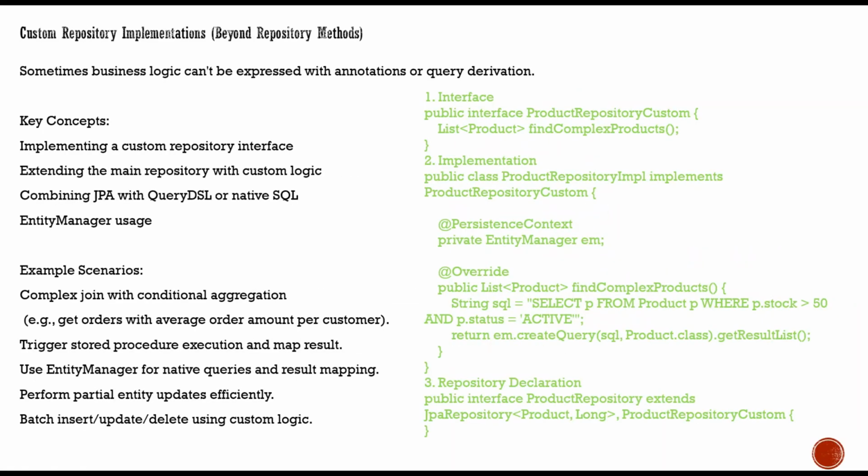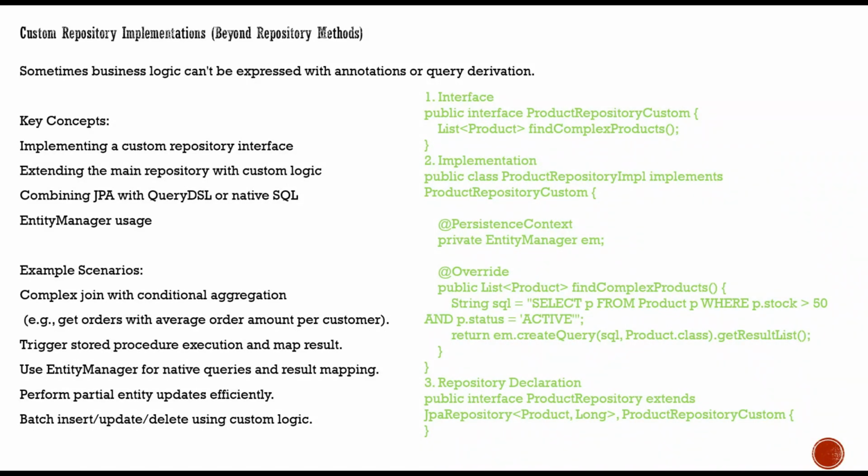Custom repository implementation. Now this is not a simple one. This is going to be beyond the repository methods which I have provided. Sometimes whatever business logic you want cannot be expressed with the simple annotations or the query derivation. So you can implement your custom repository interface. You can extend your main interface with some custom logic. You can use it in combination with JPA, like QueryDSL is there, native SQL is there, and you can make use of the entity manager as well.